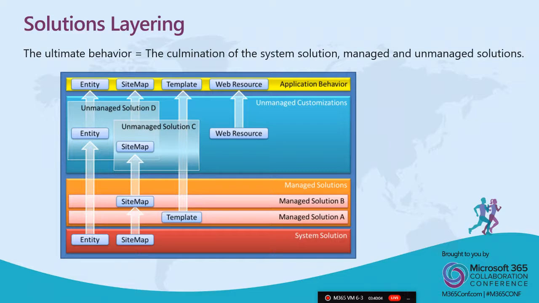Then you install managed solutions on top of the system solutions in a production environment, and users can see them. However, users will also see the components which are unmanaged and customized components. So the key point here is that application behavior is the combination of the system solutions, any managed solutions, and even any unmanaged customization.